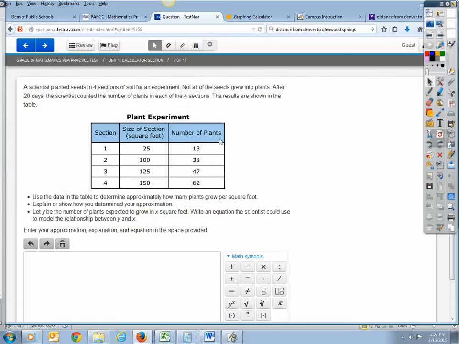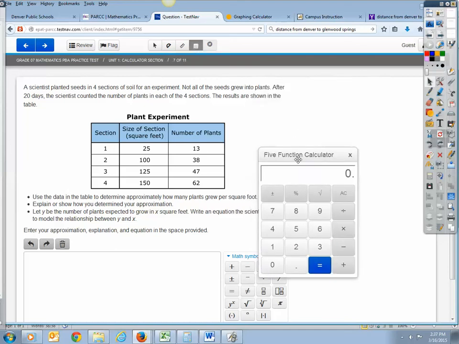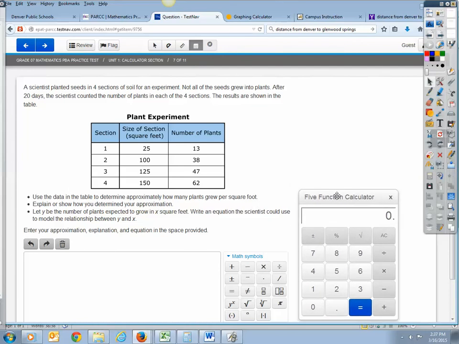Well, the first thing I'm going to do is pull up the calculator because I'm going to have to find a whole bunch of plants per square foot. And I just want to remind you that the word per is divide. So when it says plants per square foot, we're going to divide plants by the square foot. So let's go ahead and do that.